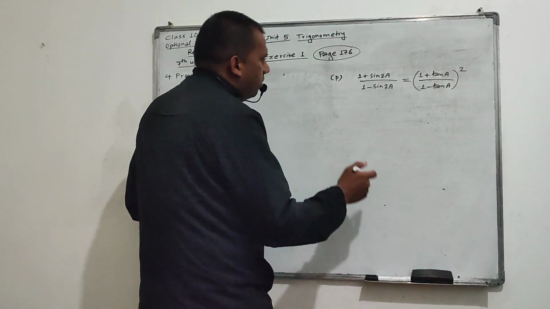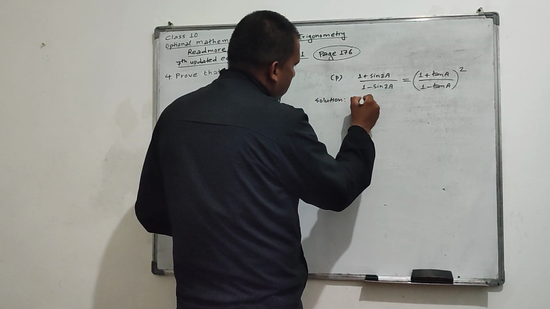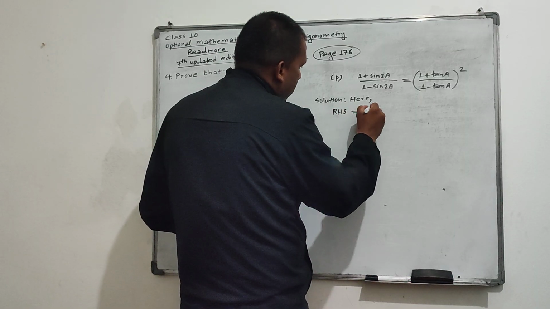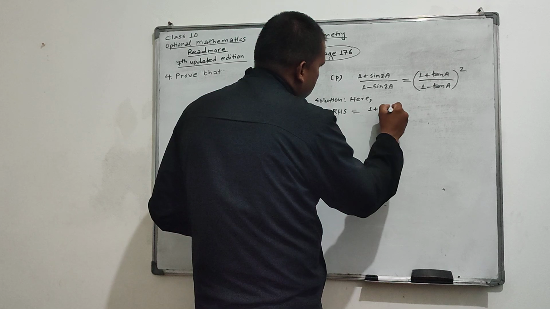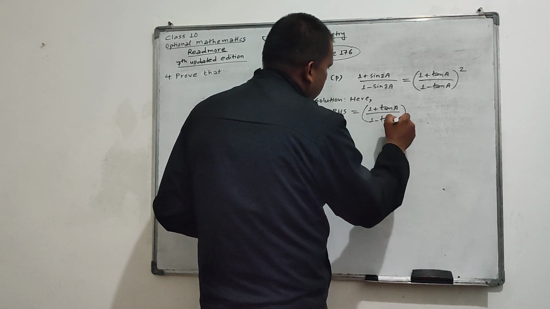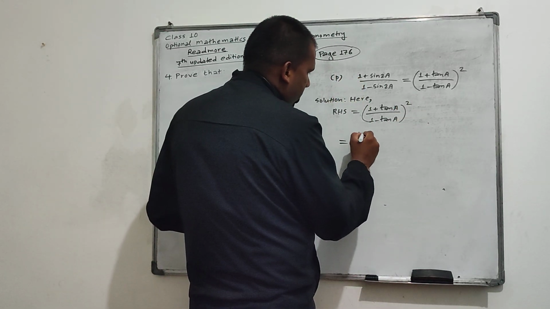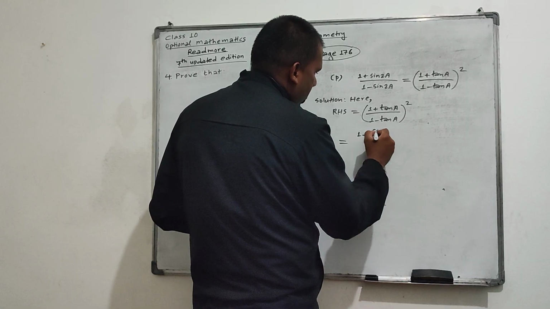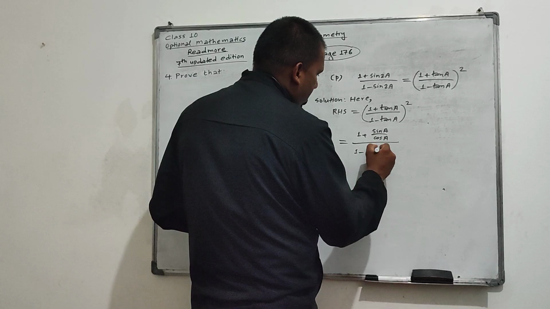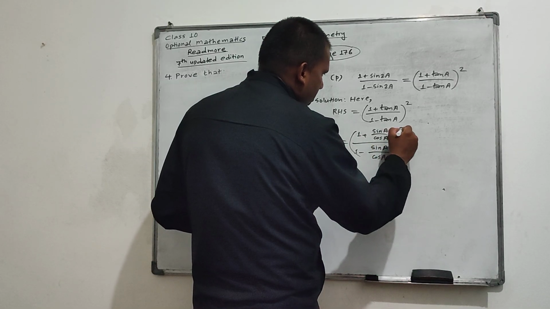Now P's solution here. RHS equals (1 plus tan a all by 1 minus tan a) whole square. This is equal to, changing into sine and cos, (1 plus tan a, that is sine a upon cos a, all upon 1 minus tan a, that is sine a by cos a), its whole square.